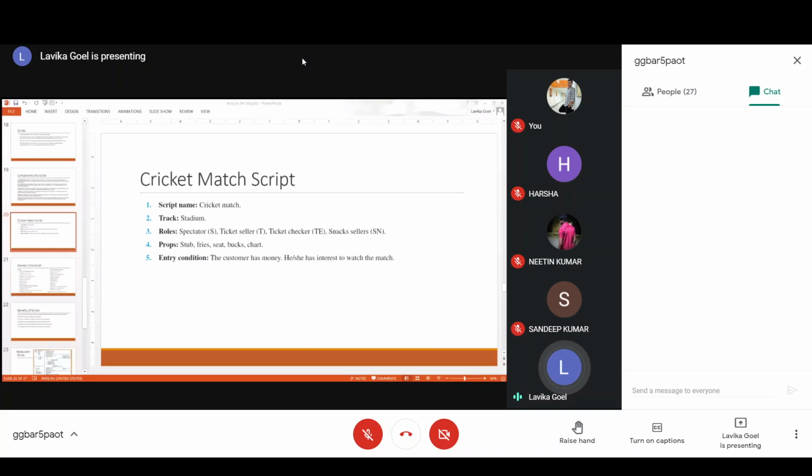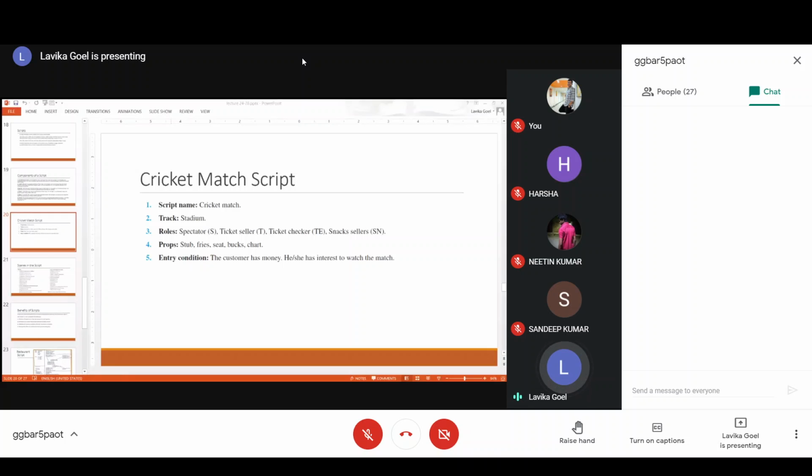So we have 5 things now. The script name is cricket match, track is stadium. Then we have some people involved, spectator, ticket seller, ticket checker, snack seller. Then we have some things involved like the stubs, fries, seat, then money, and then the scoreboard, or you can say the chart. And then we have some entry conditions. Now the main thing apart from these 5 components of a script is the scenes.